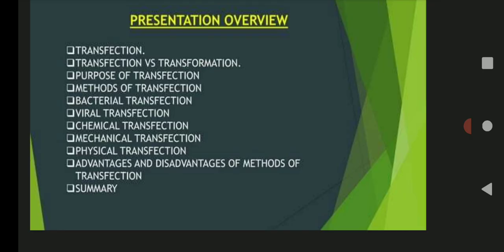And let us see the purpose of transfection methods and various methods, including chemical methods, mechanical methods, as well as biological methods of gene transfer. What are the advantages and disadvantages of this mechanism? Let us see in detail.